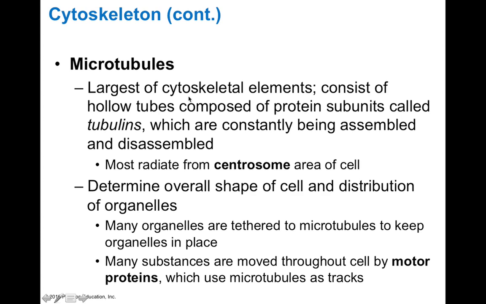Now the microtubules are the largest of your cytoskeletal elements. They consist of hollow tubes, and most of these radiate from the centrosome, which is basically like the microtubule organization center of your cells. Microtubules determine the overall shape of the cell and the distribution of organelles because your membrane-bound organelles are actually attached to microtubule networks. So many organelles are tethered to these microtubules to help keep them in place, and substances are moved along microtubules through motor proteins, which basically serve as like railroad tracks to help move material within the cell itself.